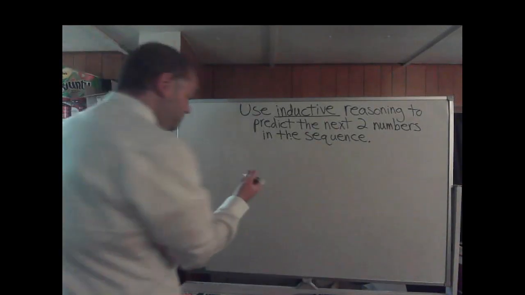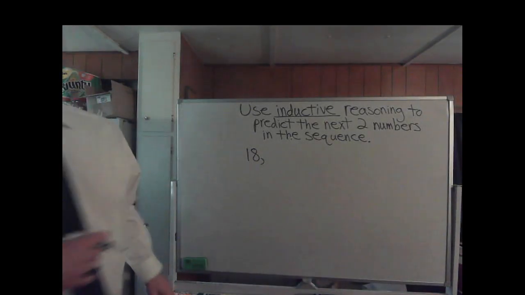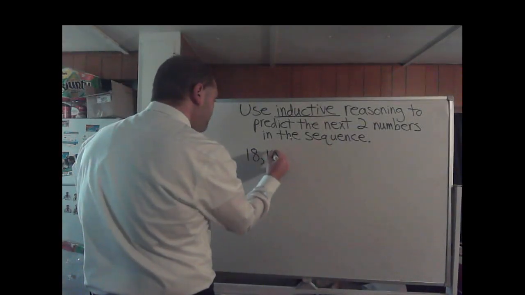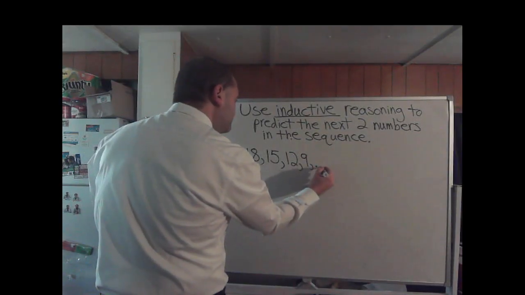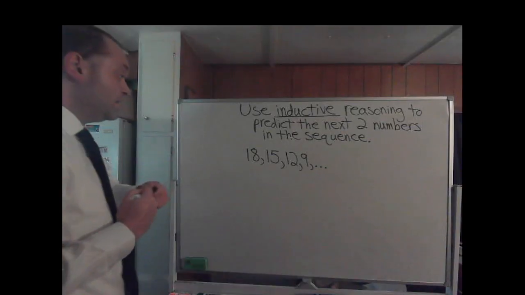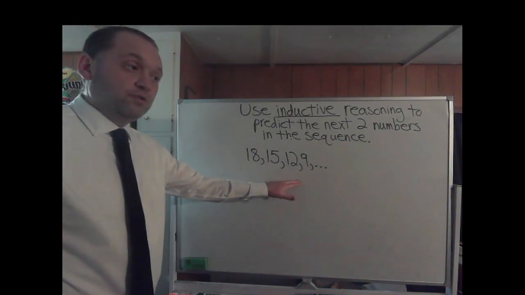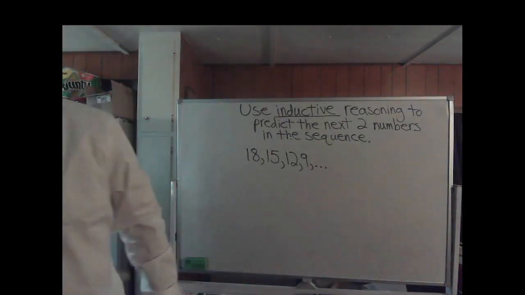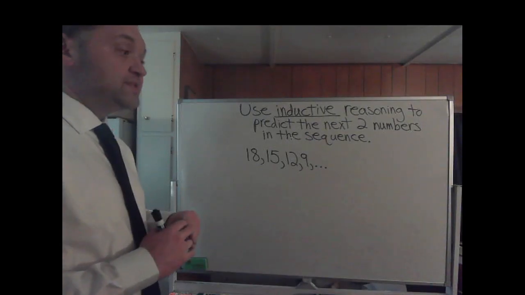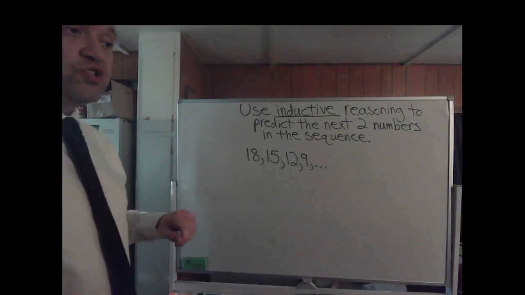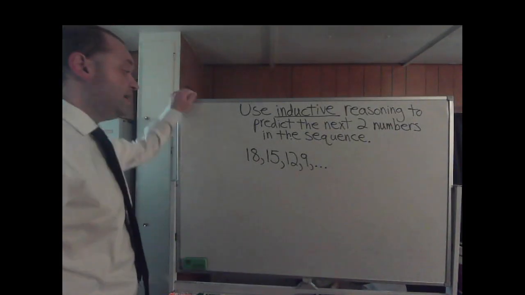So, for example, we have the numbers 18, 15, 12, 9, and then it just keeps on going, right? We're going to use inductive reasoning to predict the next 2 numbers in this sequence. This is where we will largely use inductive reasoning when we get into Algebra 2 and pre-calc, because we do a lot of sequences and series in those. So you'll see it in practice there.